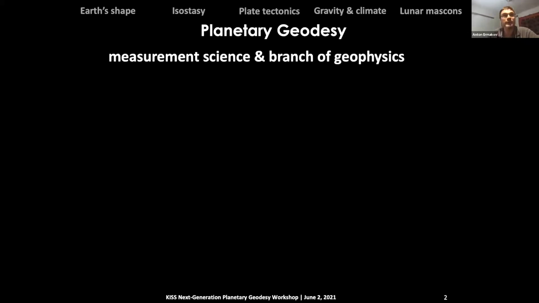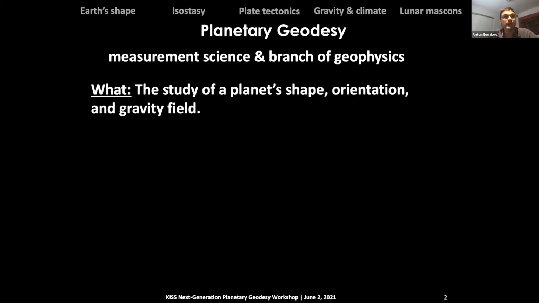You can think about it in maybe two ways. It's a measurement science about how to do measurements on the surfaces of planets. And it's also a branch of geophysics. It is a study of planetary shape, the orientation of the planet, its rotation state, and gravity field.